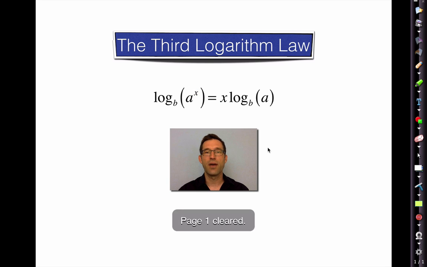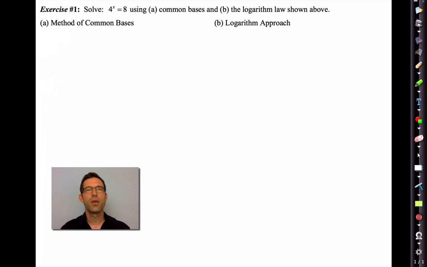Let's just clear that out. So let's see how this is done. All right, number one, we've got solve 4 to the x equals 8 using A, the method of common bases, and B, the logarithm law shown above, or at least on the previous slide. So pause the video now, see if you can remember how to solve this with the method of common bases.